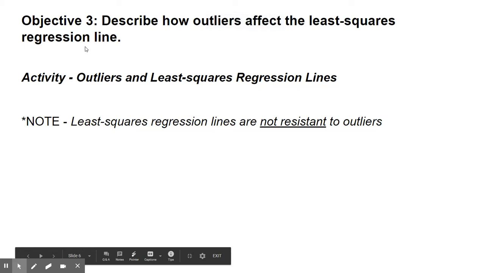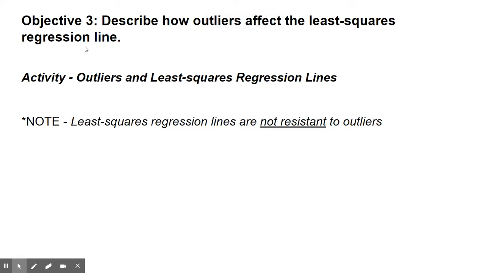Okay, our last objective, again, is focusing on outliers and their effect on the least squares regression line. We did something similar to this in section 2.4. We were more talking about how it affects the correlation. Now we're talking about how it affects the regression line. So there's an activity here, outliers and least squares regression lines. I ask that you pause this video, go to that activity and do that first, and then come back to this video and restart it, okay?